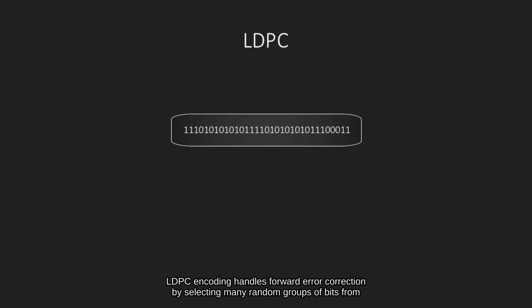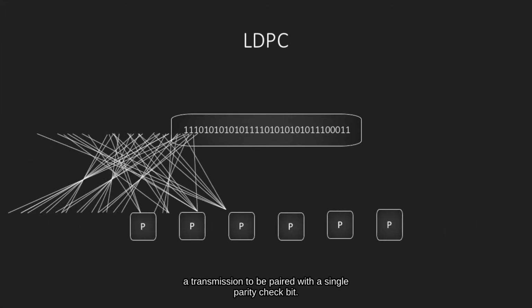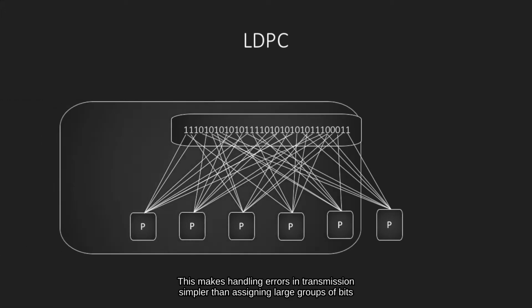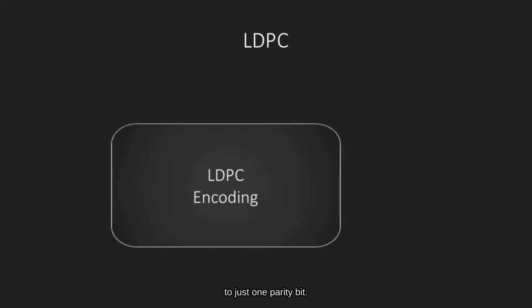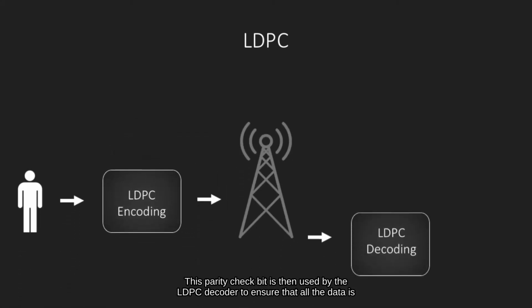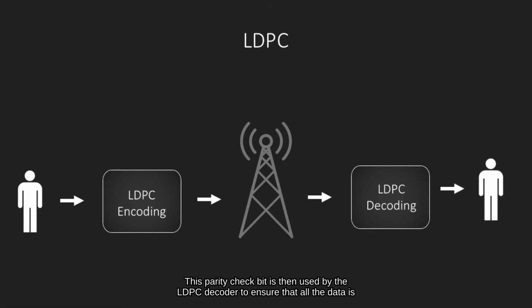LDPC encoding handles forward error correction by selecting many random groups of bits from a transmission to be paired with a single parity check bit. This makes handling errors in transmission simpler than assigning large groups of bits to just one parity bit. This parity check bit is then used by the LDPC decoder to ensure that all the data is correct.